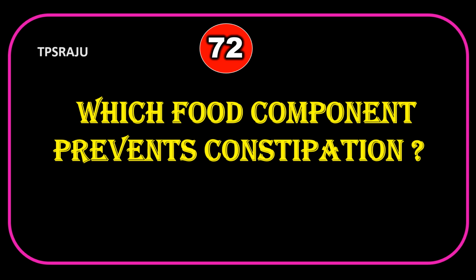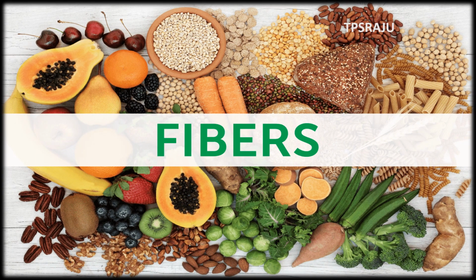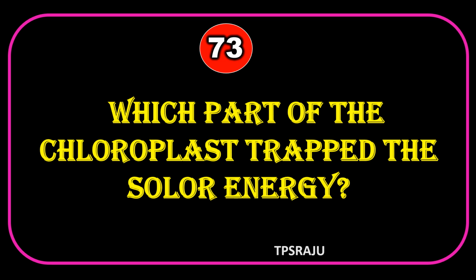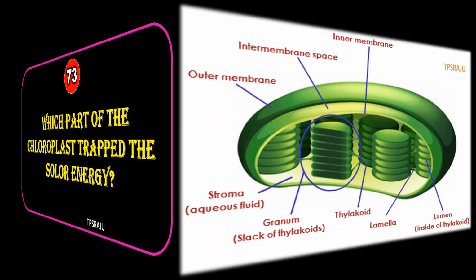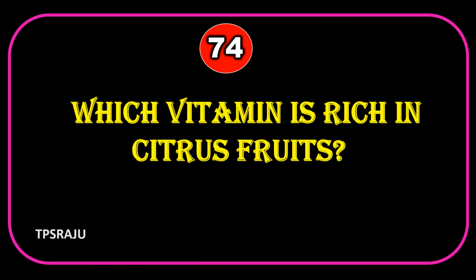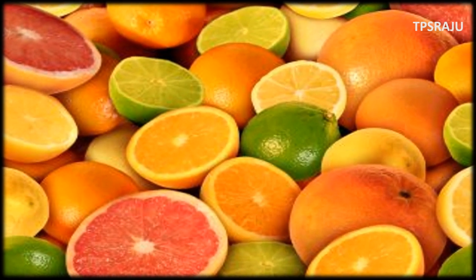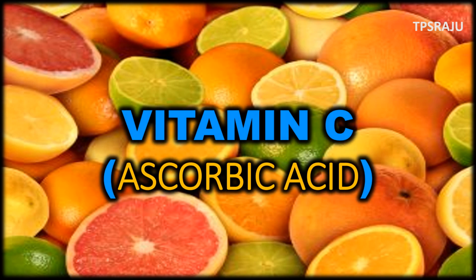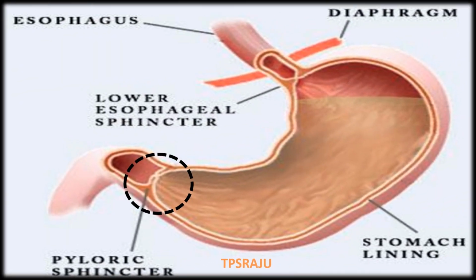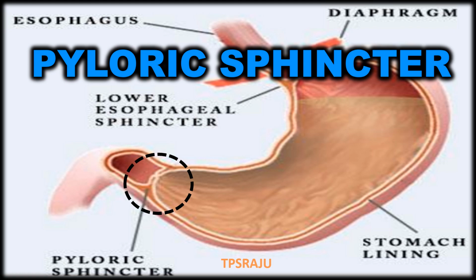Which food component prevents constipation? Fibers. Which part of the chloroplast trapped the solar energy? Granum. Which vitamin is rich in citrus fruits? Vitamin C. Sphincter that helps in opening the stomach into duodenum. Pyloric sphincter.